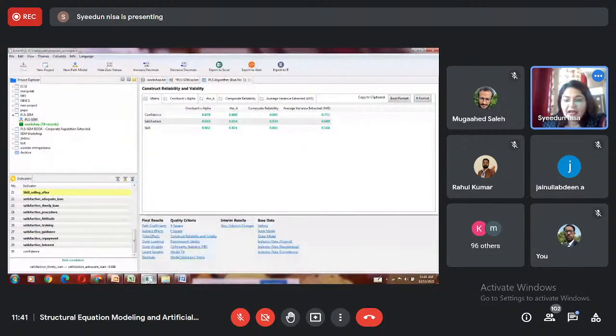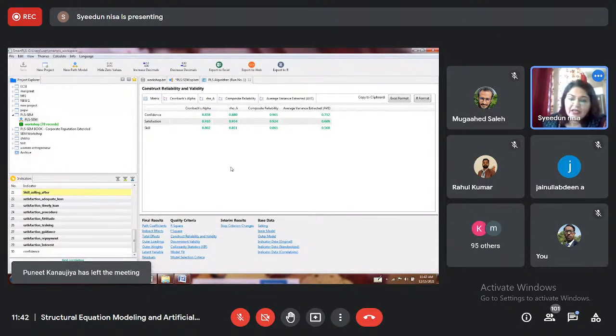Second thing: reliability is basically consistency. If you use this scale a number of times, you will get the same result. An example of reliability can be a weighing scale. If you measure your weight and you get a consistent weight, that means your weighing scale is good. So that is the meaning of reliability. If we are saying my questionnaire or this scale is reliable, then it can give the same results if we keep on repeating the test. So that is basically reliability.